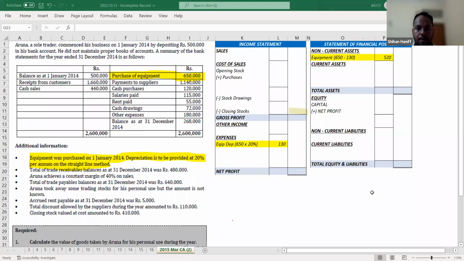Right. Now we have trade receivables. Closing balance is 480. So from this, we can find out the credit sales. Let's prepare a trade receivables ledger account.